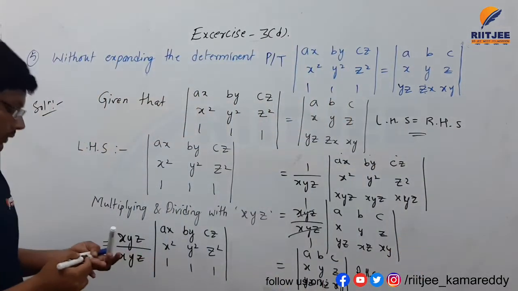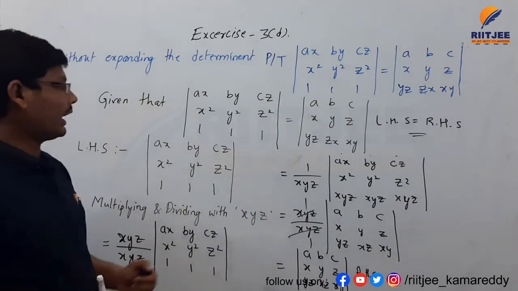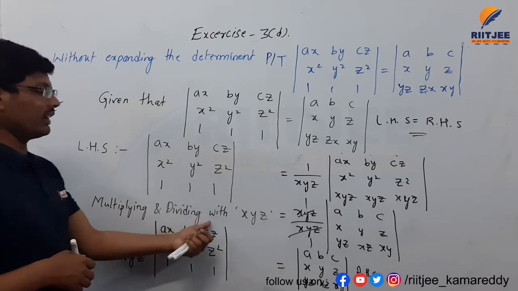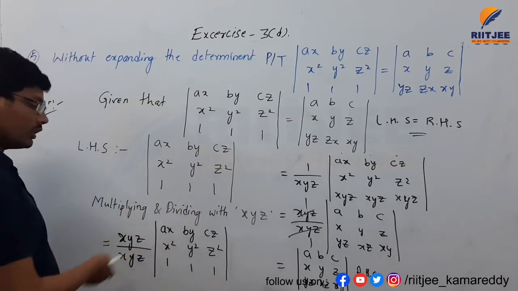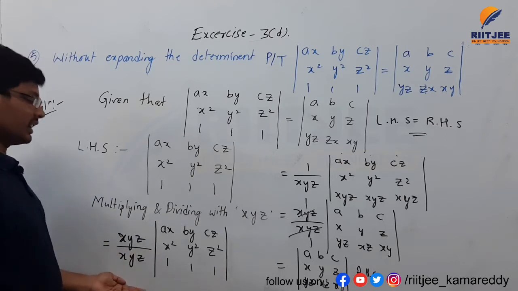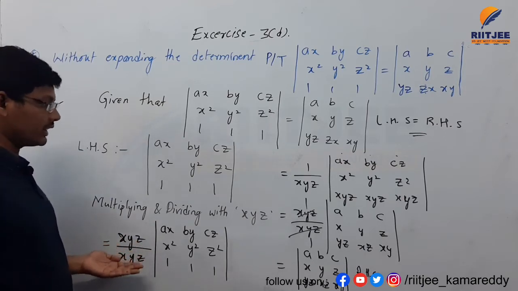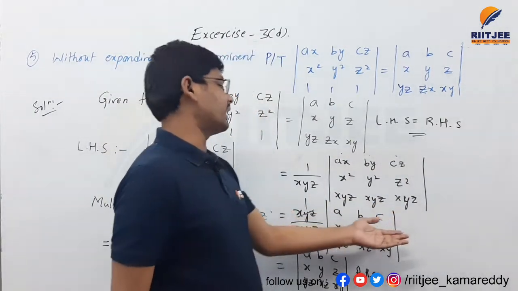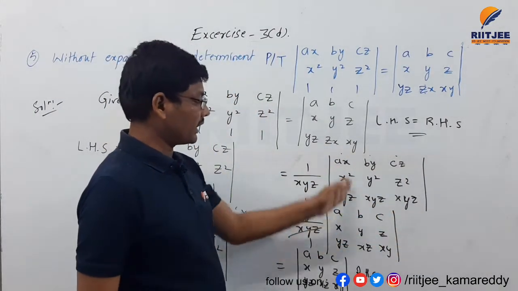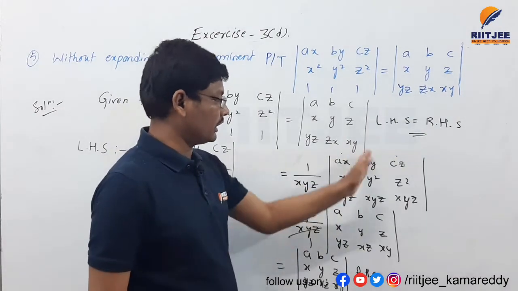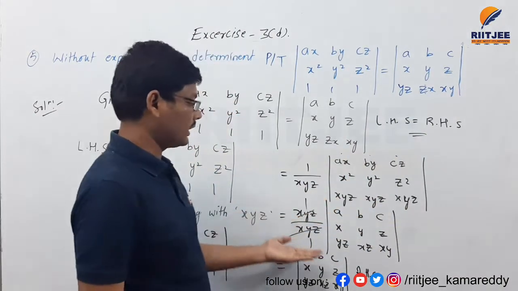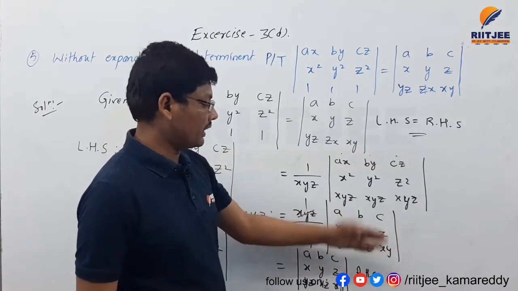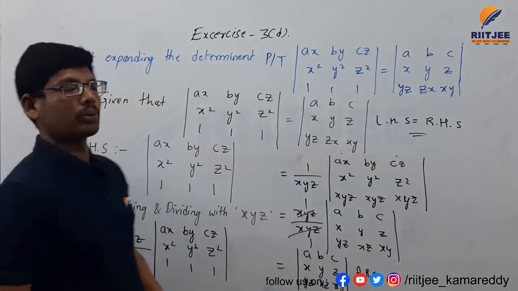And once see here, this is the determinant he is given, and I am taking LHS here. For this LHS I am multiplying and dividing with xyz here, so the resultant will not change. I am multiplying this xyz to all the elements in R3 here. So combinedly I am taking xyz common in C1, C2, C3, xyz gets cancelled here. The remaining determinant is the RHS of the problem here.